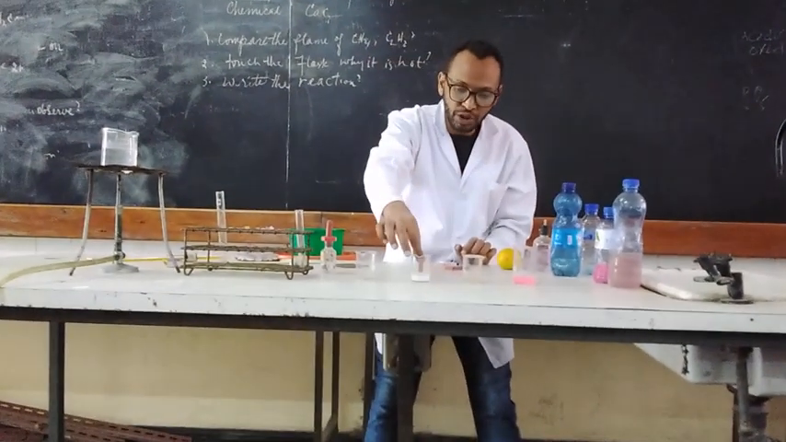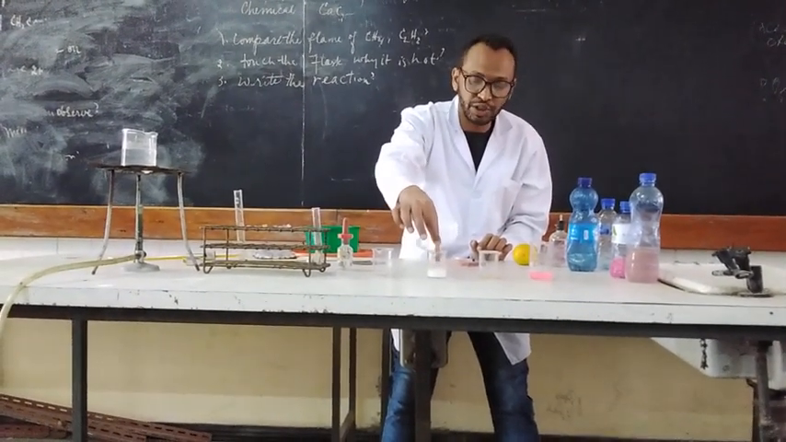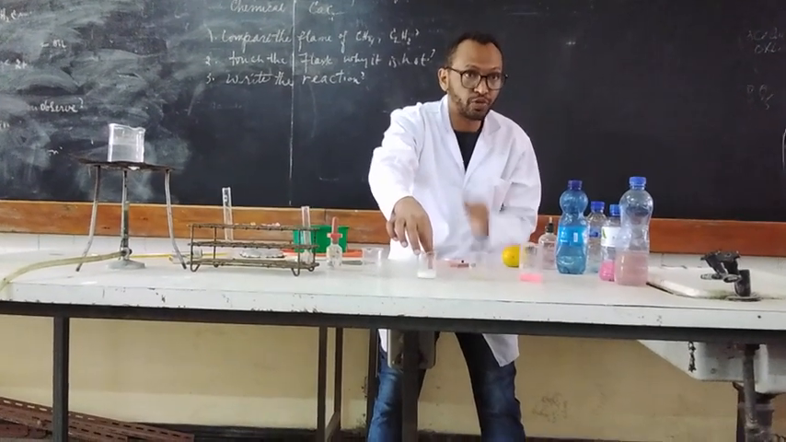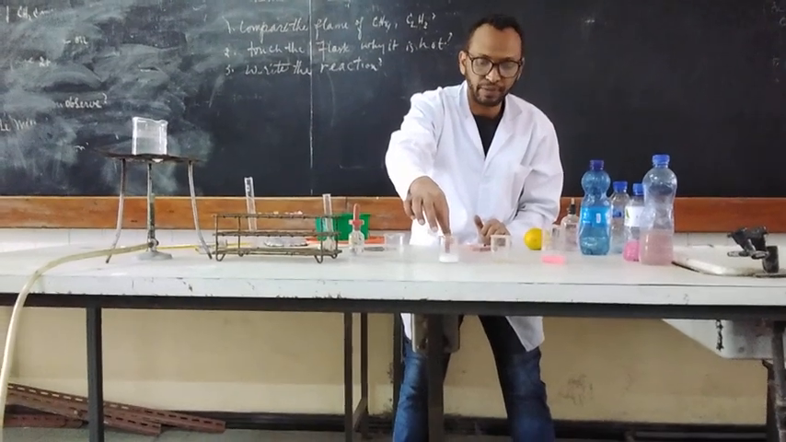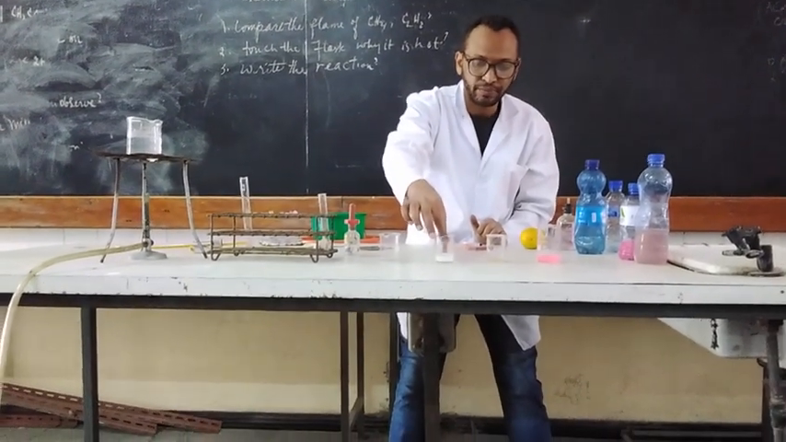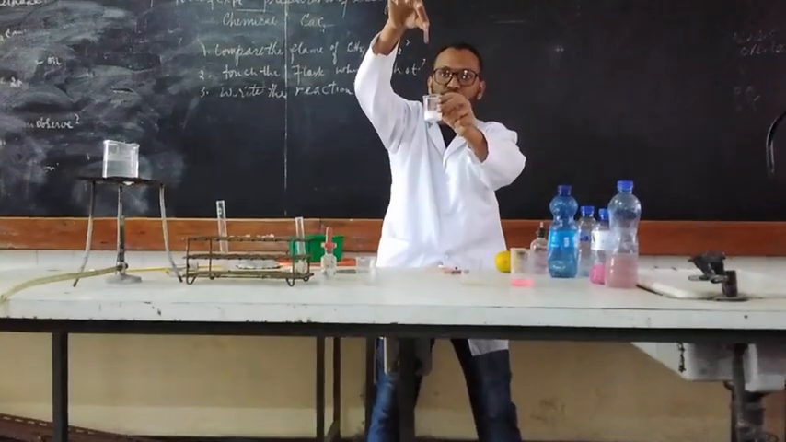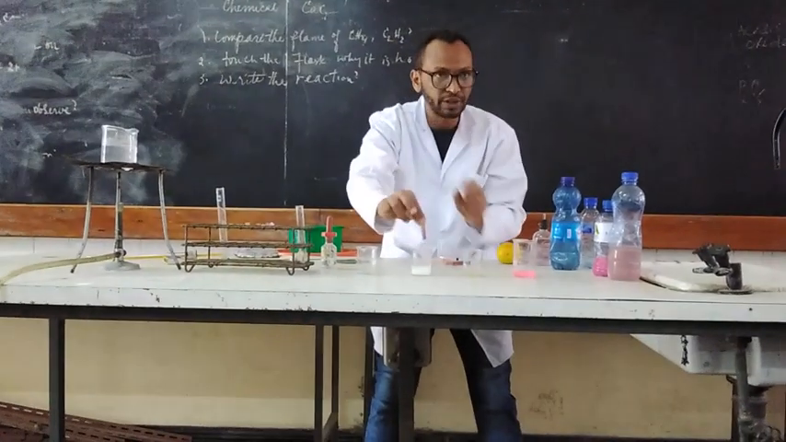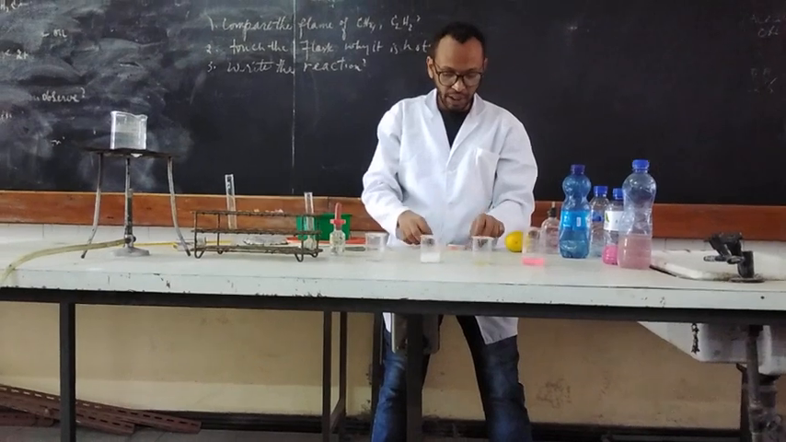Of course, since calcium hydroxide is mixed with water, it can reduce its basicity. But still, the litmus paper, as you see now, has changed into blue. So this solution is what? It is a base.